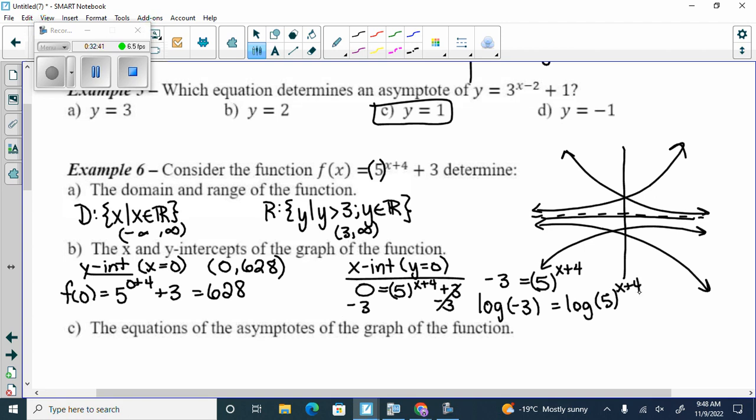Type log negative 3 in your calculator. It gets mad at you. There's no such value as log negative anything. You can't do a log of a negative number. So this would be the way to algebraically show there is no solution. Also, we wouldn't even have to do this if we know what our graph looks like. But if it's algebraically, you have to prove it or determine it, that would be how you would determine it. You have to show them that it doesn't work. But if you're just answering it, you know that you have an asymptote at 3, and the entire graph is above it. So there is no x-intercept.